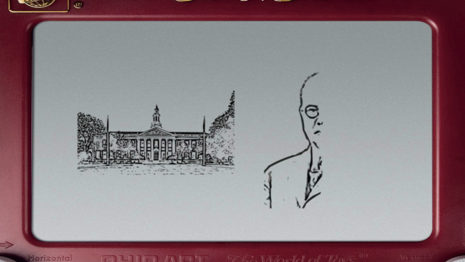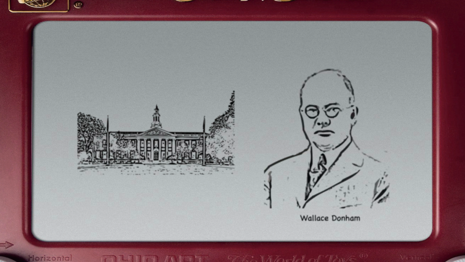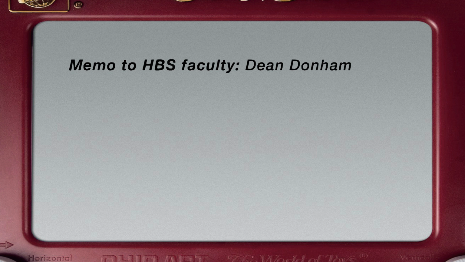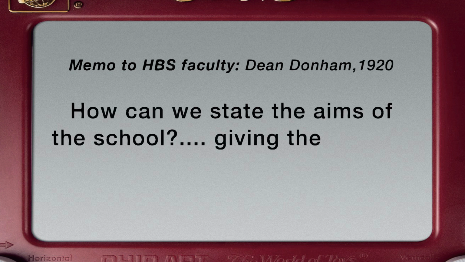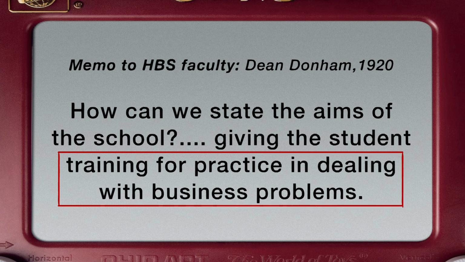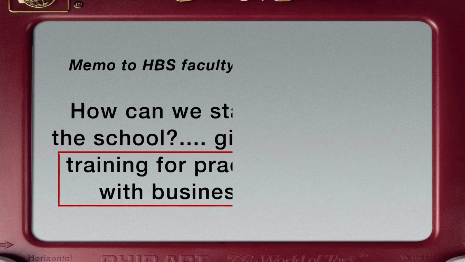In 1919, Wallace Donham was appointed Dean of Harvard's fledgling business school. Shortly after taking office, he outlined his vision for the school in a memorandum to faculty. Donham saw the aims of the school as providing students with a practical training in business. He wanted students to solve real business problems, rather than learn abstract theory that they wouldn't need in the business world. Donham had been trained in the case method as a student at Harvard Law School and believed it to be ideally suited for fulfilling his vision.